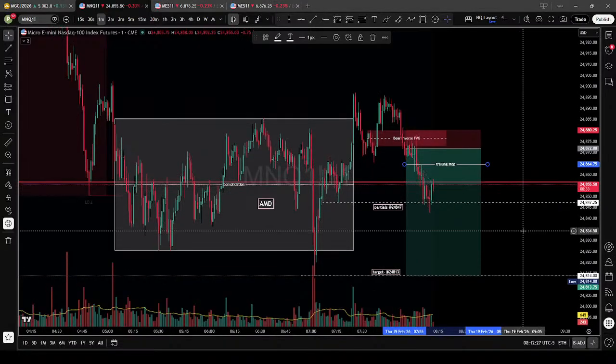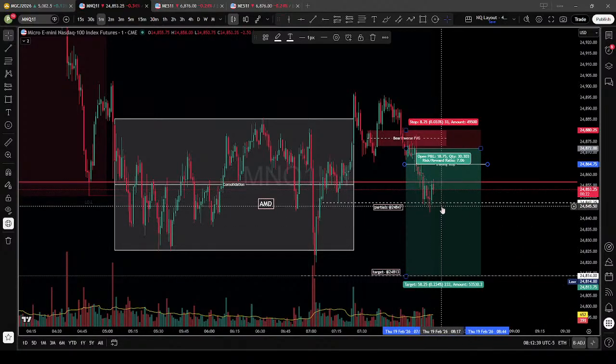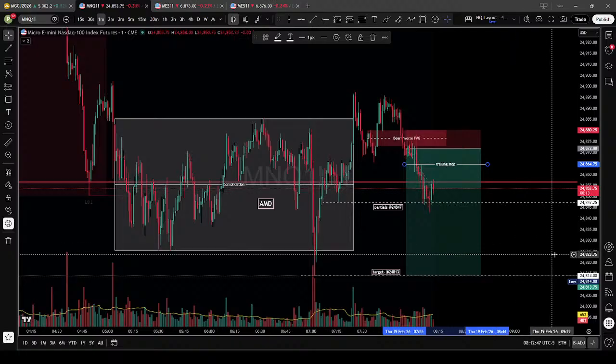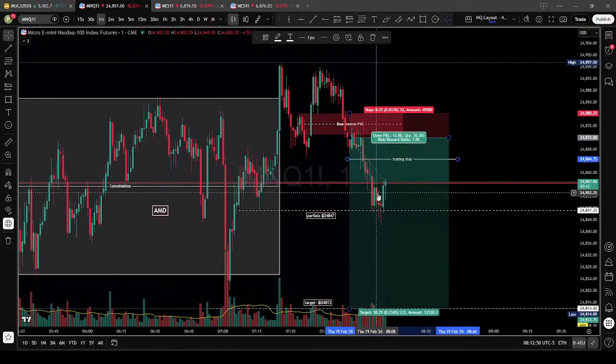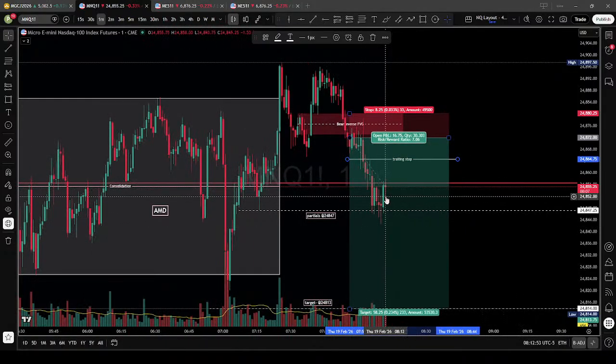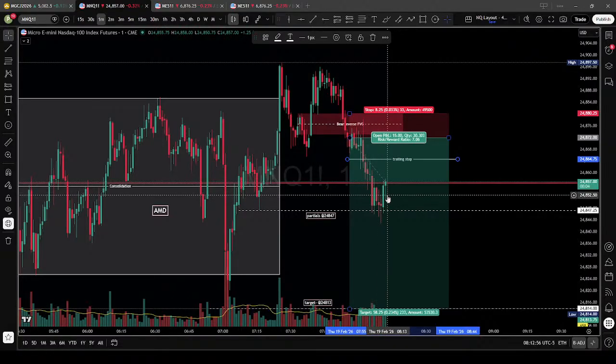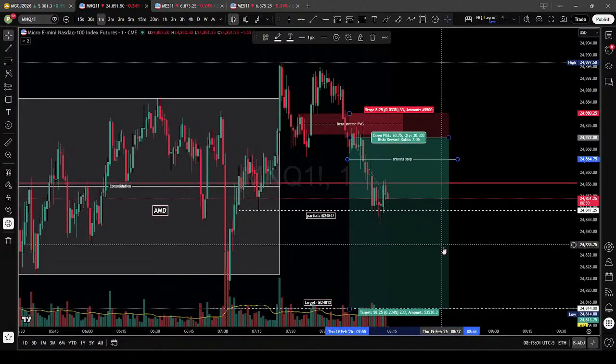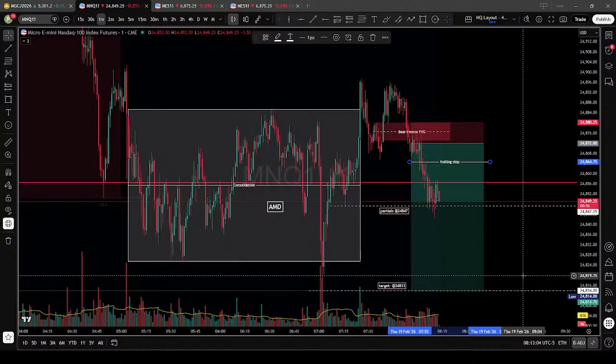Let price do its thing. If this buying fails, then we'll be able to see the move downside. Unfortunately, there is no fair value gap or things like that which I can say that if this fair value gap gets inverted, then we'll be looking for more downside. There's no fair value gap on the bear side as well as the bull side. Price is just slowly and gradually going downside.